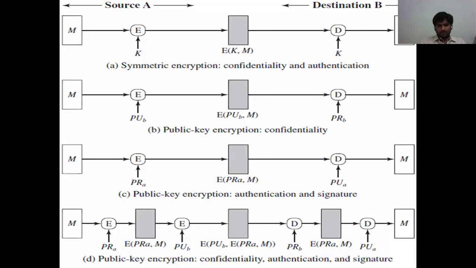Then the fourth one is about public key encryption: confidentiality, authentication, and the signature also. Along with the signature, we are going to send. So encryption we are going to do, again we are going to check for the digital signature, then we are going to send it to the network. In between we have KMA, KM, and the function E of PUb comma M, then the function E of PRa comma M.